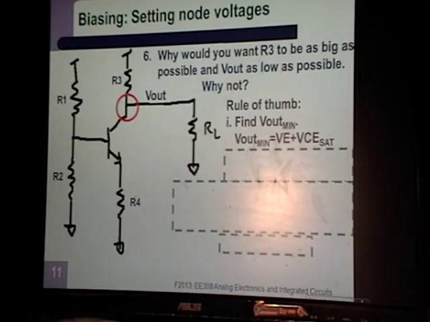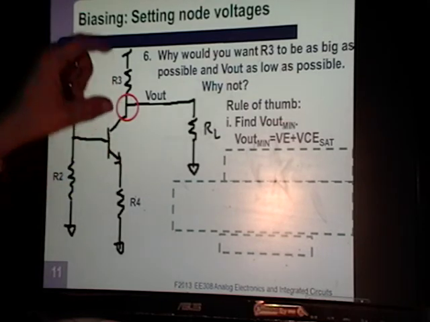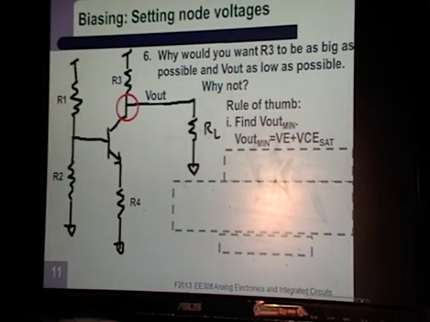So even if you don't know what V in is, if you bias V out so it's in the center of the legal region, then it's safe for the most different types of V in that you can get.